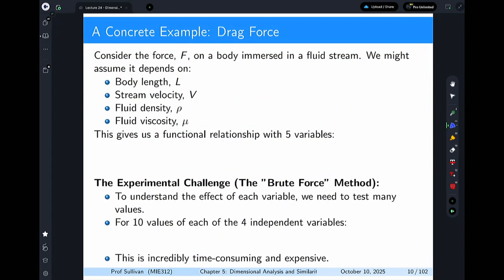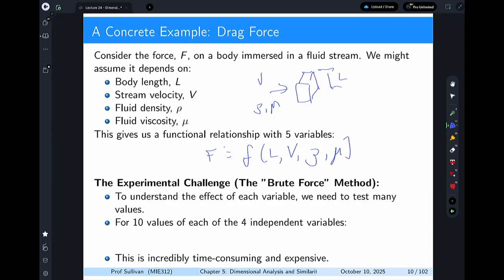We often look at drag force. For drag force, we look at things like body length, stream velocity, fluid density, and fluid viscosity. So you might put a cube in a flow. You have flow approaching at velocity V, and a length associated with it, L. So you can say that this force is a function of length, velocity, density, and viscosity.